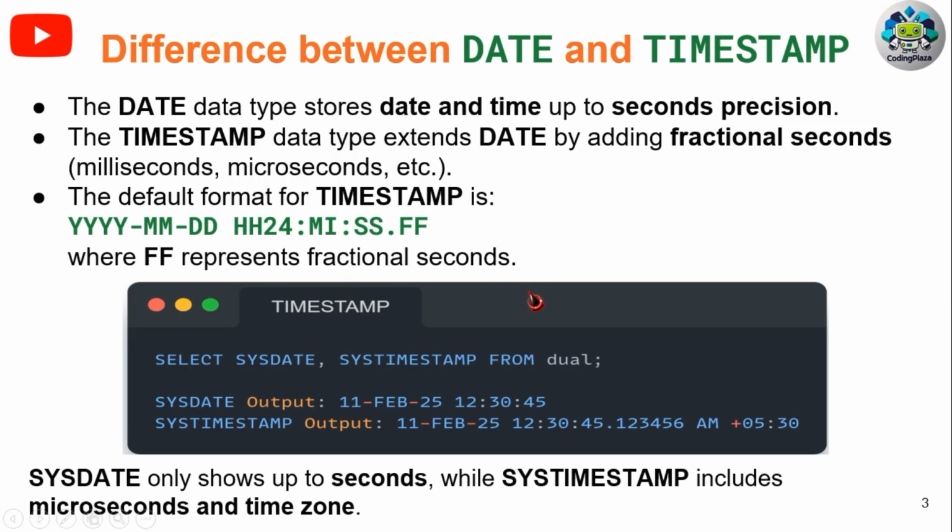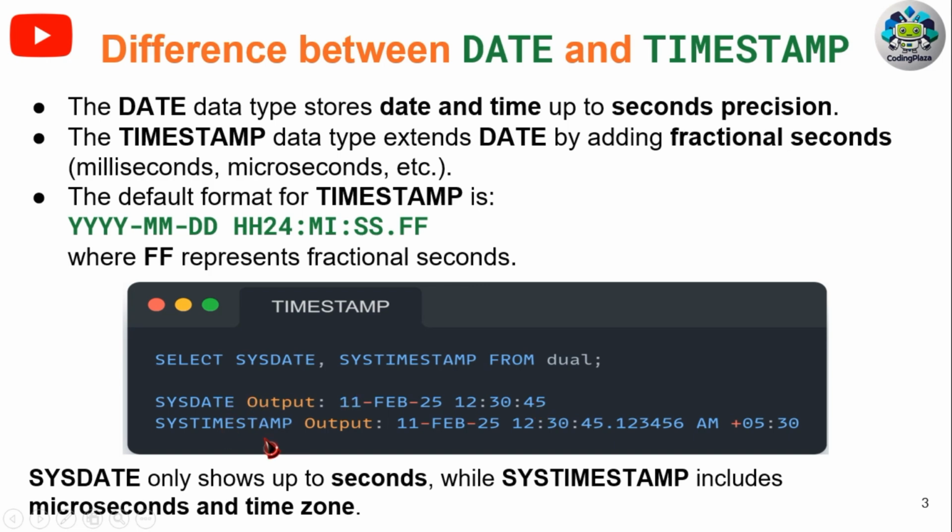Here I have shown you an example in the screenshot. You can see select sysdate, systimestamp from dual. It is a simple query I have written to show the difference between sysdate and systimestamp. In the sysdate output you can see the date, month and year. I have formatted it like this. You can format it however you require, using TO_CHAR or TO_DATE, that is your choice, but by default the year, month and date will be there. And here it shows 12 o'clock, 30 minutes, 45 seconds as sysdate.